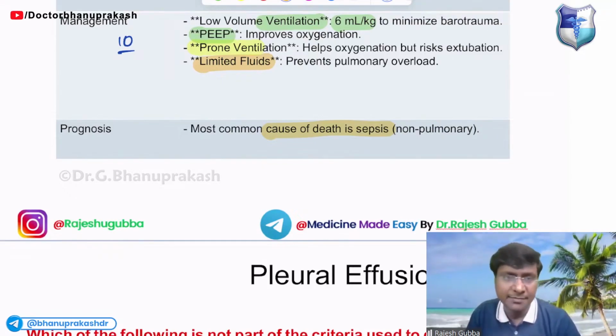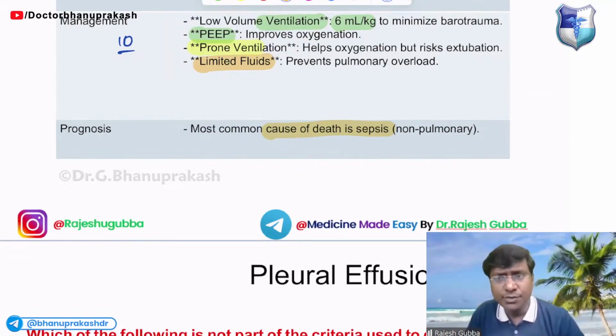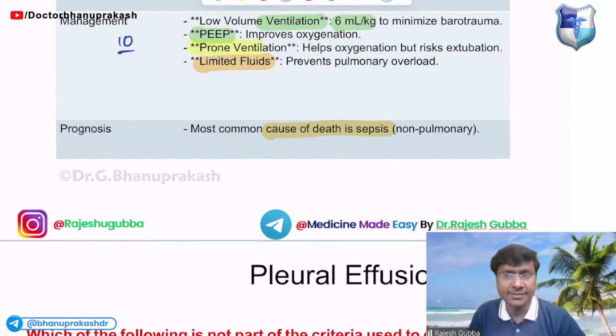The criteria is the Berlin criteria, right? What is there in that criteria? ARDS. And how will you assess the severity? That is reduced PaO2 by FiO2. Mild, 200 to 300. Moderate, 100 to 200. Severe, less than 100, right?